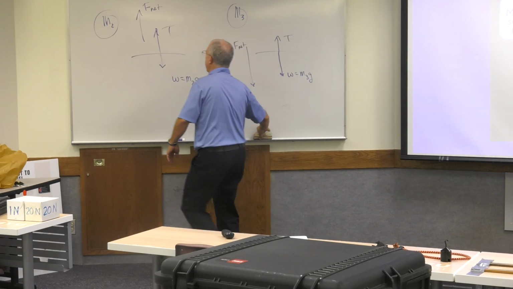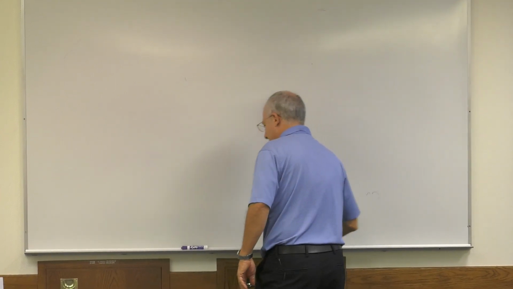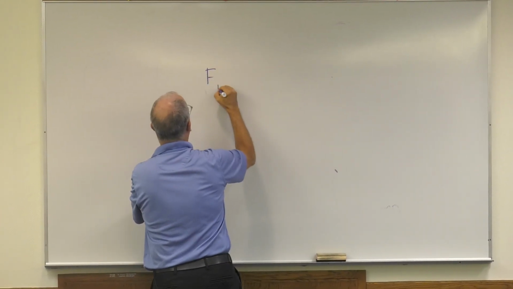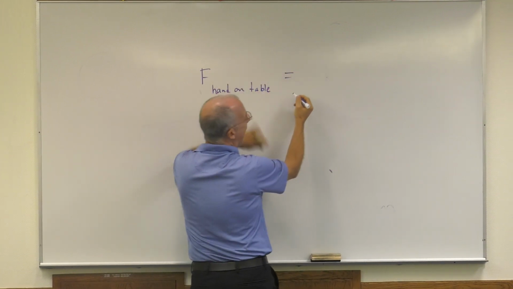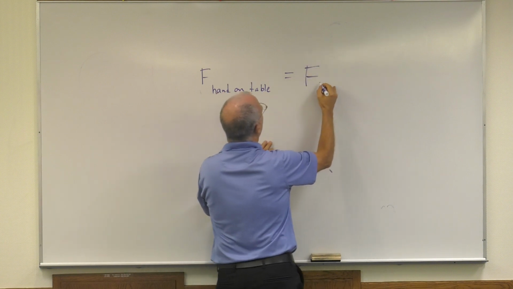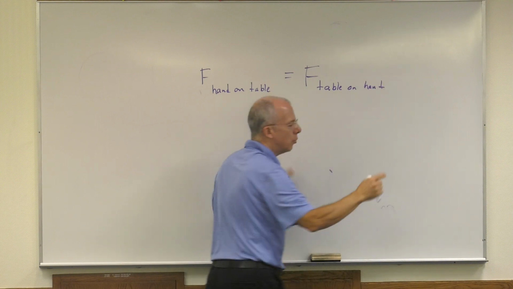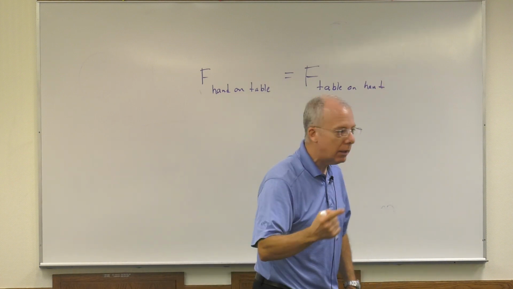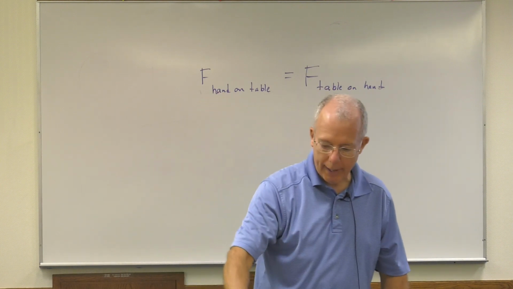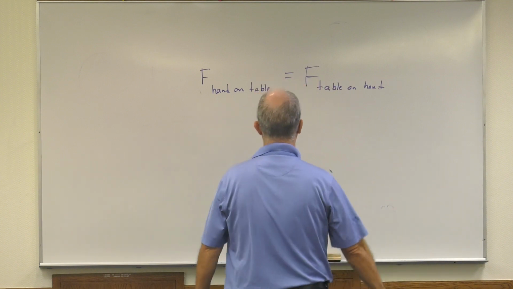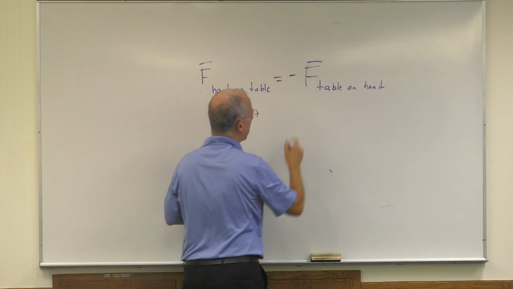So what we would write is that the magnitude of the force of hand on table equals the magnitude of the force of table on hand, right? There's one slap, so the magnitude has to be the same. Now, how about the directions? The table says the force was this way, the hand says the force was this way. So the magnitudes are the same, but the directions are opposite.